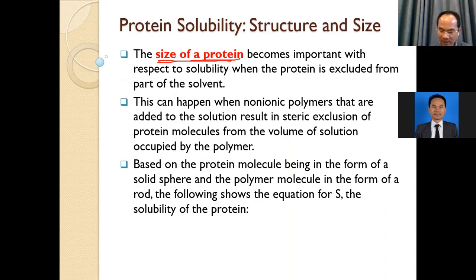This happens when a non-ionic polymer is added as the precipitating agent. If you add the non-ionic polymer to the solution, it results in steric exclusion of the protein molecule from the volume of solution. In this case, the protein molecule will be in a spherical solid form, while the polymer is in the form of something like this.